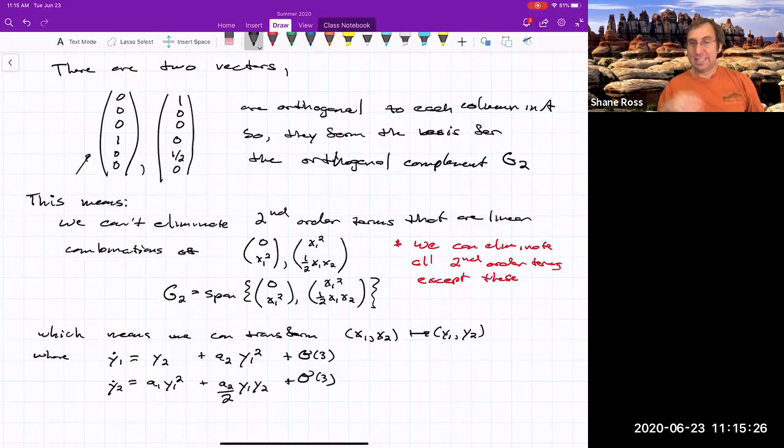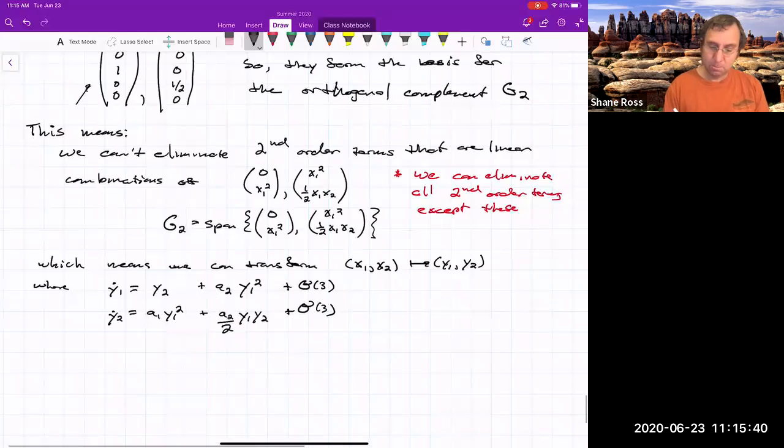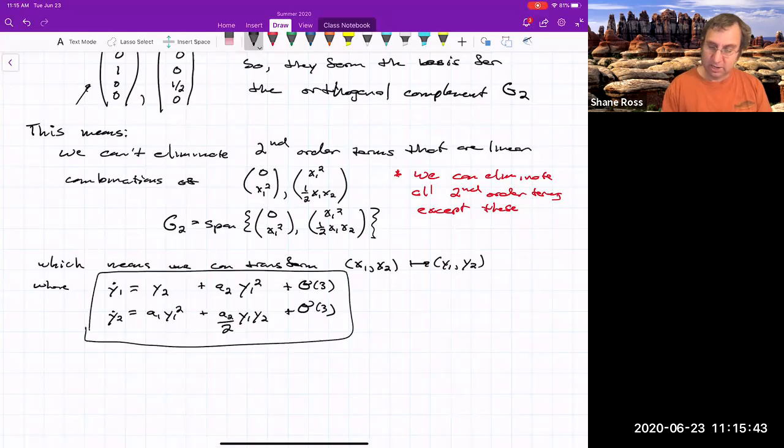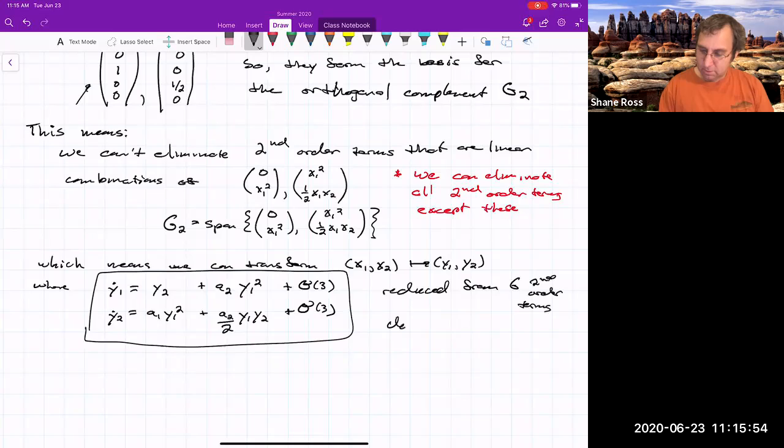So maybe we had 6 second order terms. Or I guess technically, yeah, technically we would have had 6 second order terms. Now we've eliminated to just these 3 second order terms. Okay, so that's a simplification. Terms down to 3. I mean, it's 3, but then these two are related by a coefficient that must be kind of common to each.